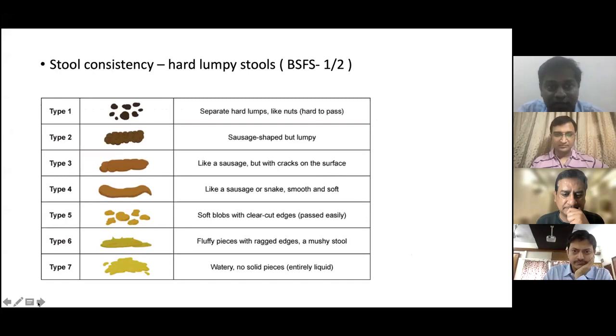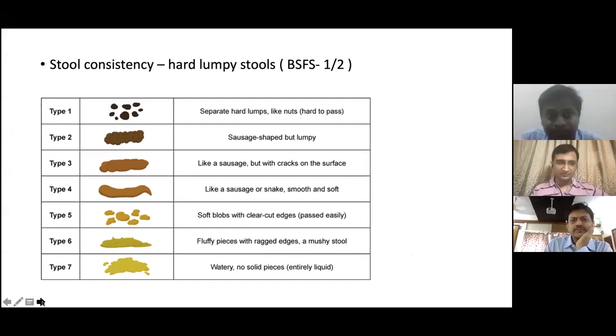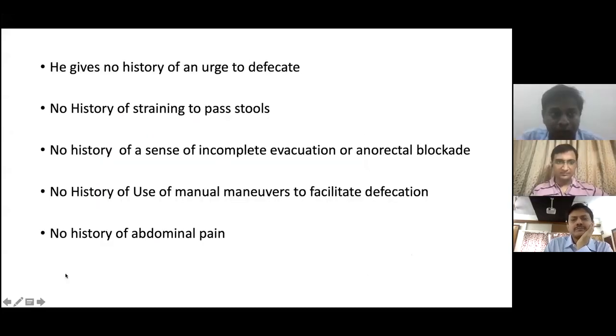His stool consistency was Bristol 1 and 2, which basically consisted of hard, lumpy, pellet-shaped stools. Predominantly, he gives no history of an urge to defecate. There is no history of straining to pass stools, no sense of incomplete evacuation or anorectal blockage. There is no history of any manual maneuvers to facilitate defecation, and no history of any abdominal pain.